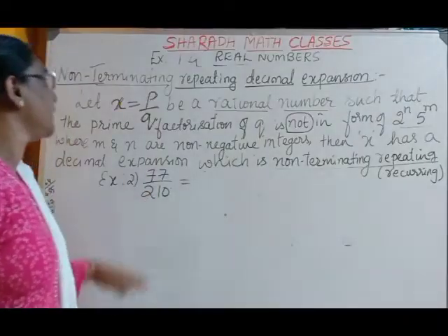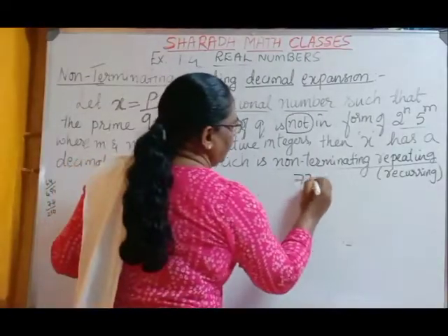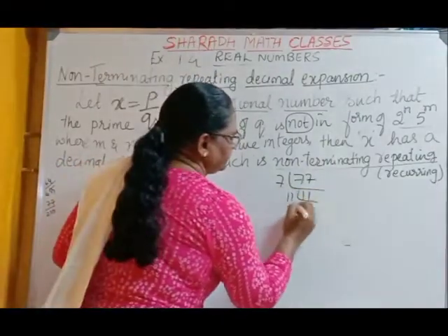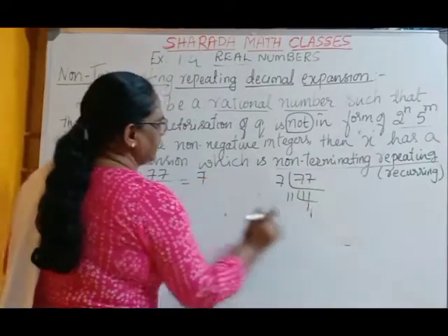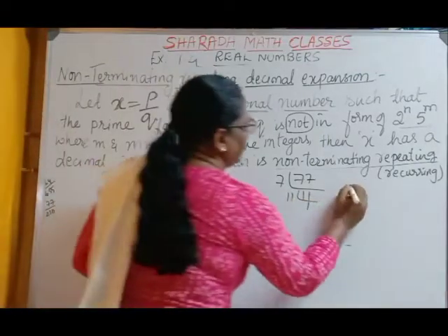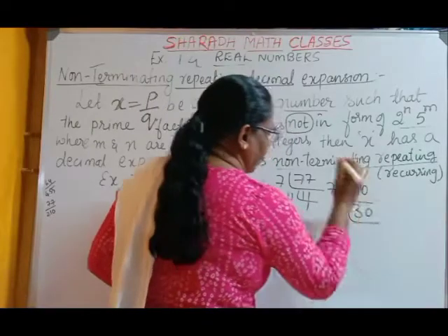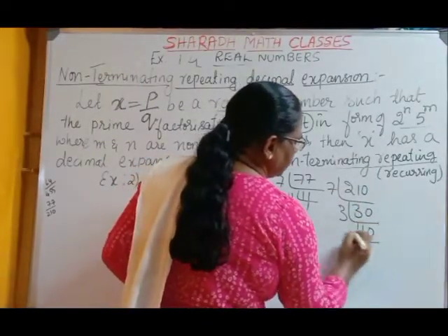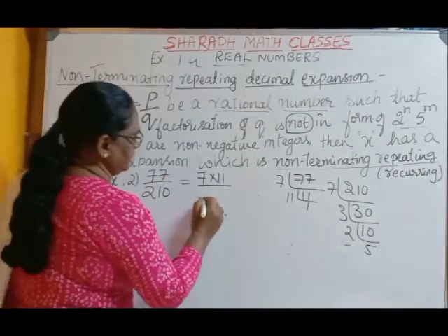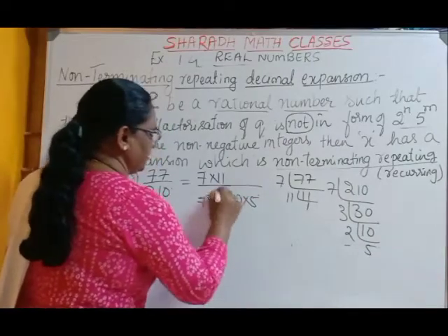Second example, let us consider for non-terminating repeating decimal expansion. 77, find out the factors for 77. So the factors are 7 into 11. Now find the factors for 210. 7 3s are 21, 30. 3 10s are 30. 2 5s are 10. So here apart from 2 and 5 you have other factors also, like 7 and 3.